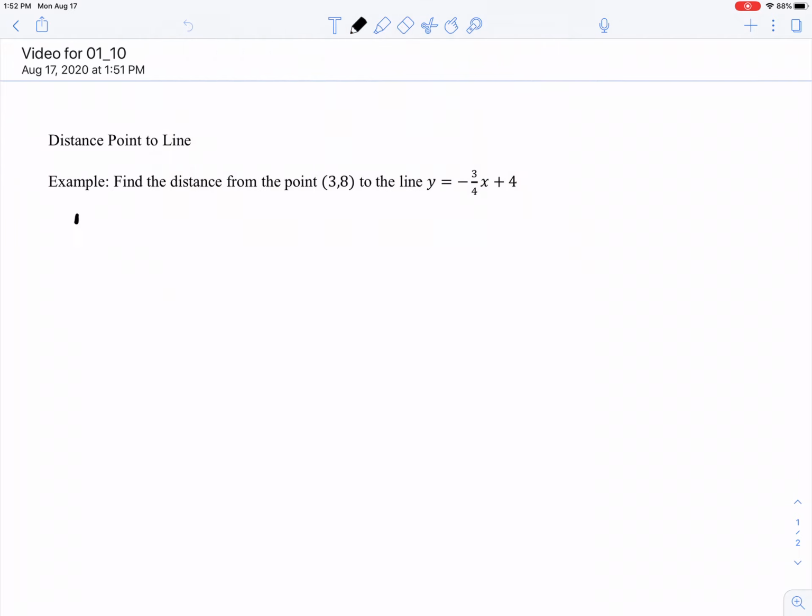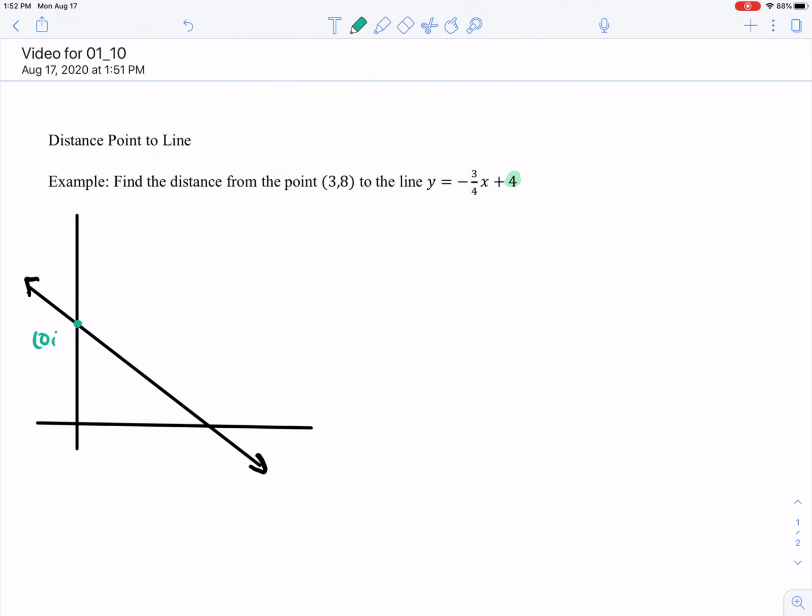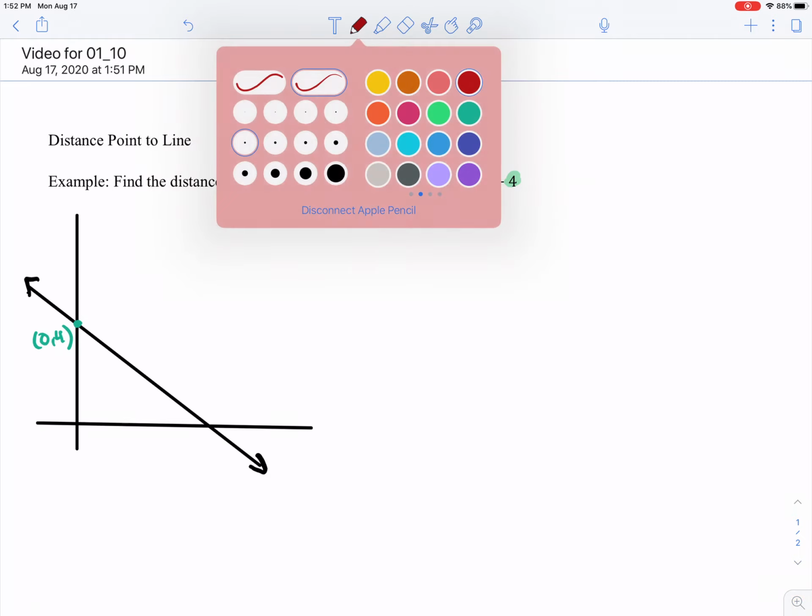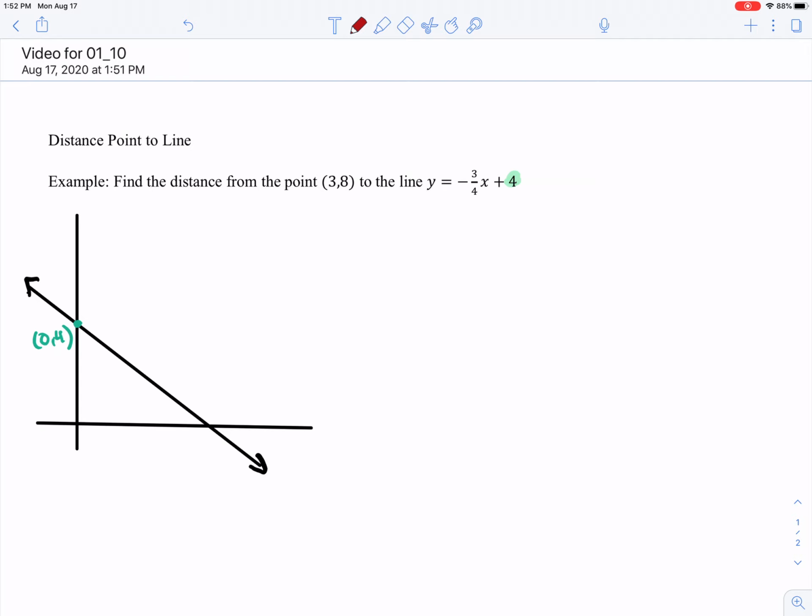So a lot of times, I'll just draw a quick sketch. Negative 3/4 x plus 4. I know for sure that because this is the y-intercept, this point here would have to be (0, 4). And it's a negative slope, so it's going down to the right. And we're trying to find the distance from the point (3, 8). So I'm just kind of ballparking it. There's no perfect science to this.